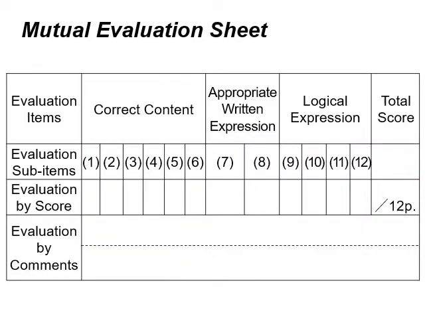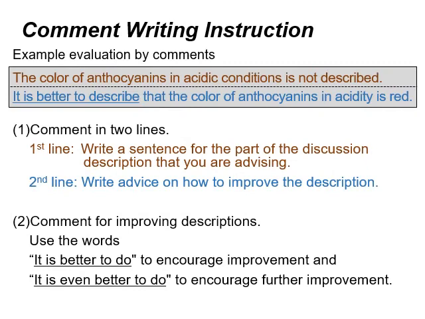This table is a mutual evaluation sheet in which the learners fill in the score and comment evaluation. The score evaluation is recorded on a 12-point scale, and the comment evaluation can be recorded on up to 2 lines. The learners in the experimental group were asked to engage in peer evaluation activities with the comment writing instruction, while the learners in the control group were asked to engage in peer evaluation activities without the comment writing instruction. The comment writing instruction given to the learners in the experimental group is shown in bracket 1 and 2.